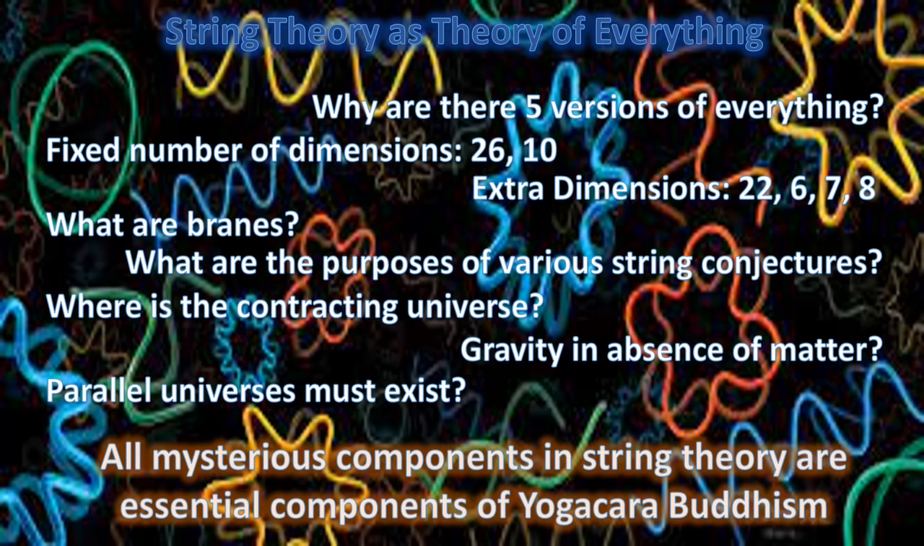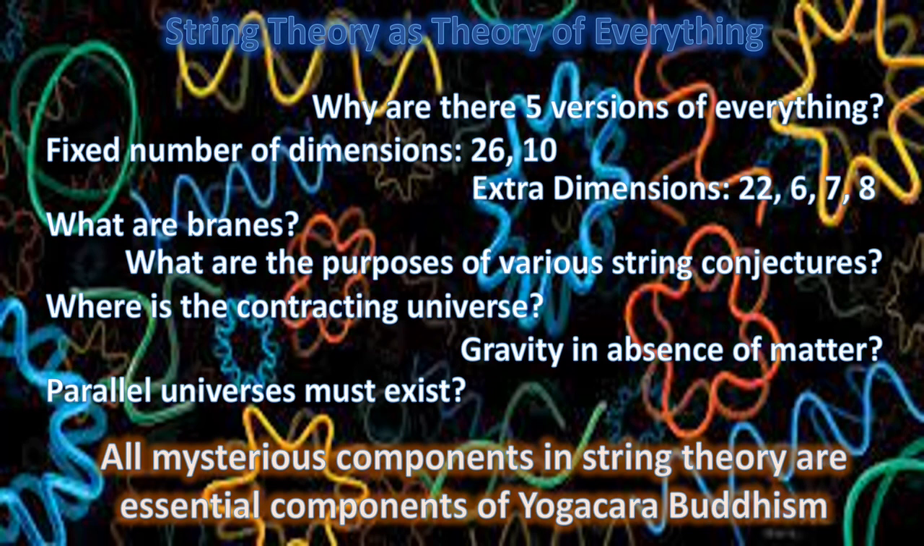The numbers are fixed to be 26 and 10. There are also extra dimensions of 22, 6, 7, or even 8. The answers to the questions of where and what these extra dimensions are, in addition to the 4 space-time dimensions, are highly debatable. String theory also predicts or requires objects like branes to exist. What are these branes and where are they?